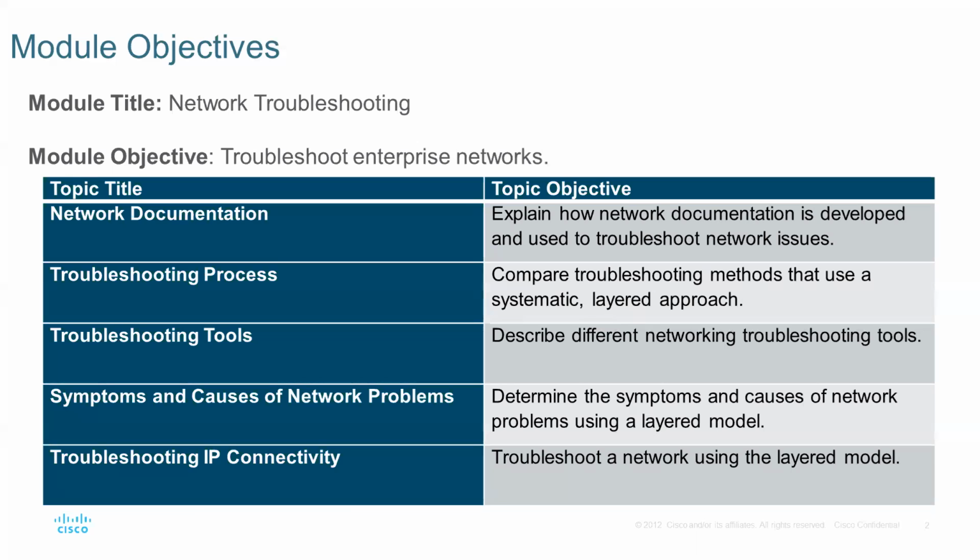So in this one, we're also looking at maintaining network documentation, how to develop it, and how it's used within troubleshooting. We'll go back over the various methods used in systematic approaches to troubleshooting. We'll look at the various tools available to us. Then we'll go through some common symptoms and causes of problems, and then recap some basic troubleshooting processes.